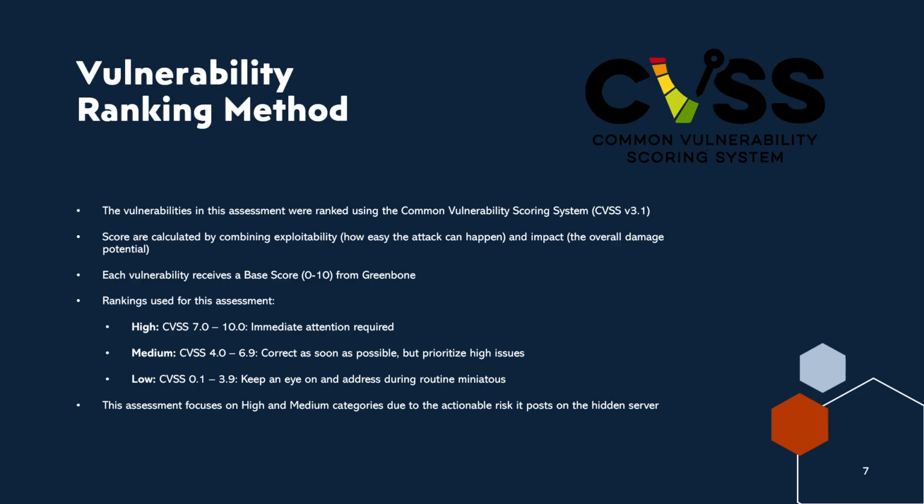Scores of 7 and above are considered high severity, 4 to 6.9 are medium, and anything below a 4 is low. In this assessment, I focused only on high and medium findings because they represent issues that are both exploitable and impactful. Low severity issues are documented but excluded from the presentation to keep the attention on the actionable risk. So you're not going to see them in the report or in the PowerPoint, but they were there. They're just something to keep an eye on and address during routine maintenance.